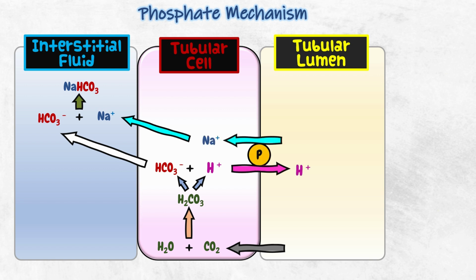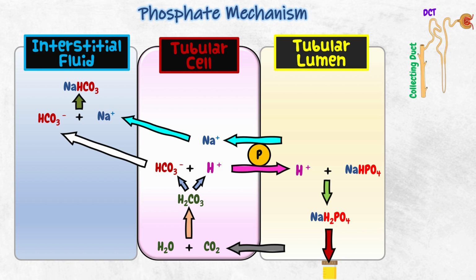Hydrogen ion, which is secreted into renal tubules, reacts with phosphate buffer system. It combines with sodium hydrogen phosphate to form sodium dihydrogen phosphate. Sodium dihydrogen phosphate is excreted in urine. The hydrogen ion, which is added to urine in the form of sodium dihydrogen phosphate, makes the urine acidic. It happens mainly in distal tubule and collecting duct.